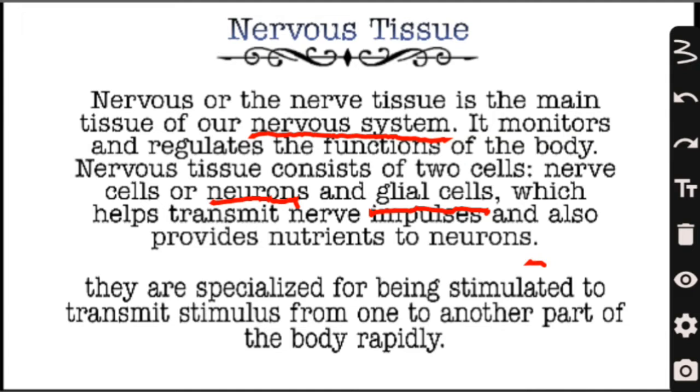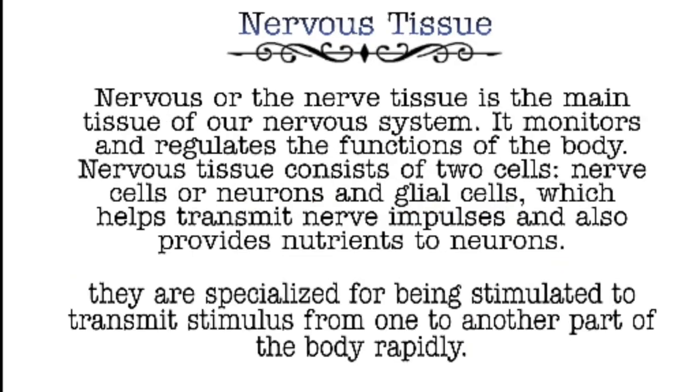Okay, what is the main function of neurons? They help transmit nerve impulses. Now, this point is very important, as it says that they are specialized for being stimulated to transmit stimulus from one part of the body to another. Their specialization is to transmit stimulus from one part of the body to another. And now I think you may have understood what exactly stimulation is. So I think we should proceed.